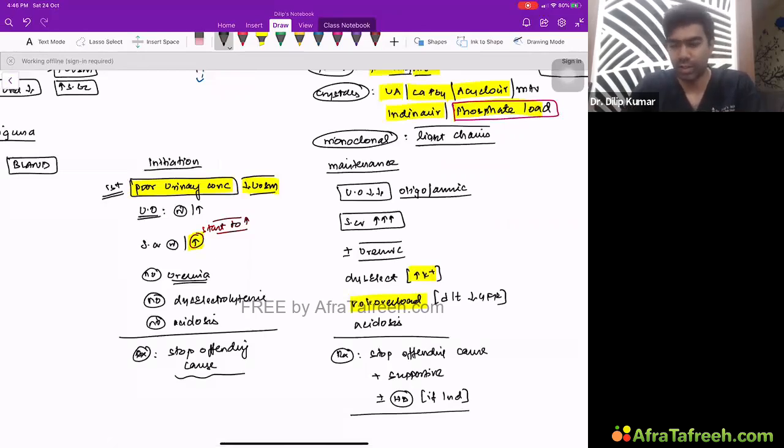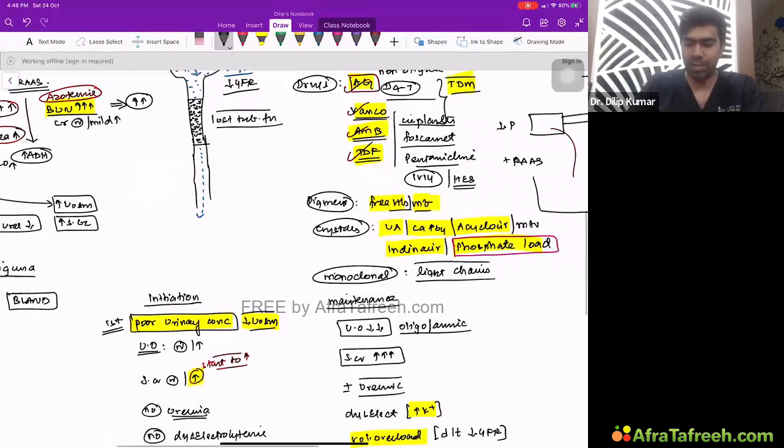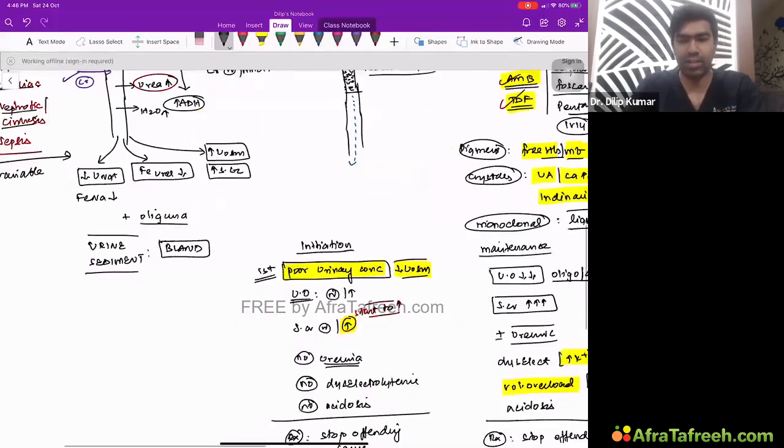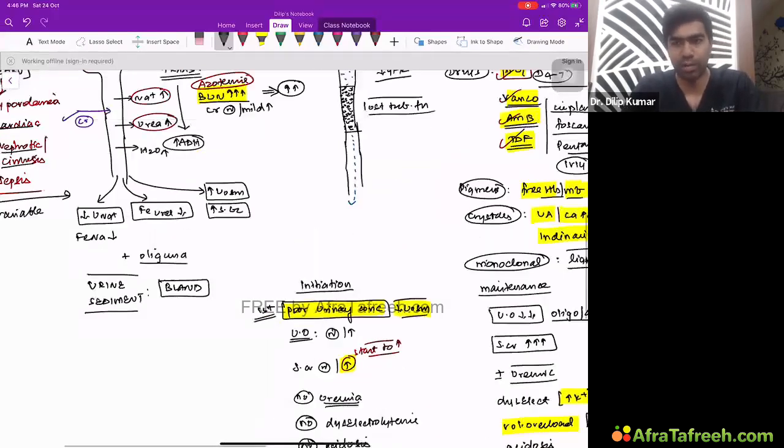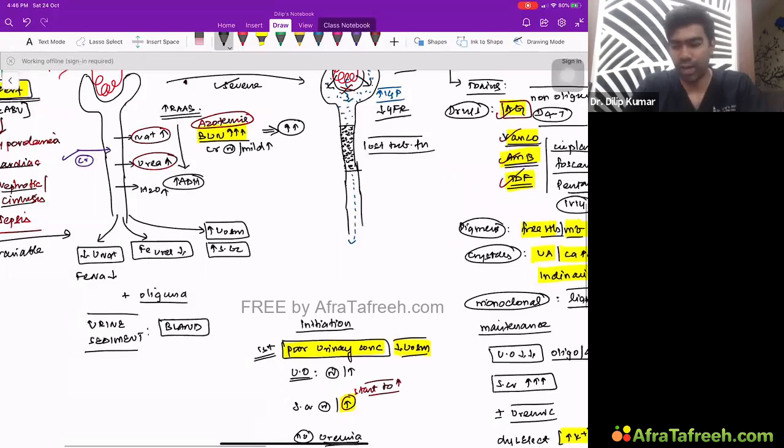So, the maintenance phase. Finally, during the maintenance phase and during the initiation phase, you will start to get one important finding in the urine. So let us see what findings you might be getting. The one finding that you'll be getting is the sodium and urea in the urine.